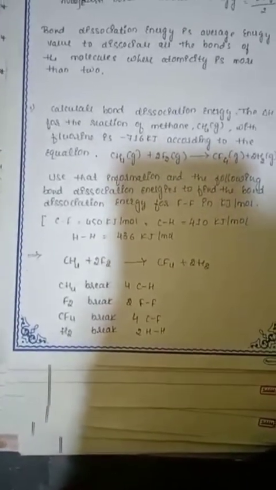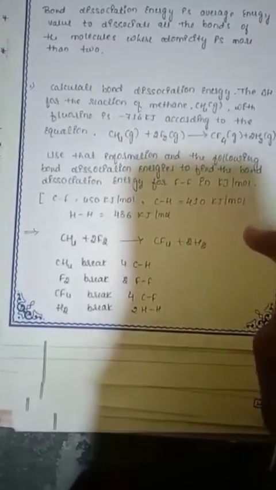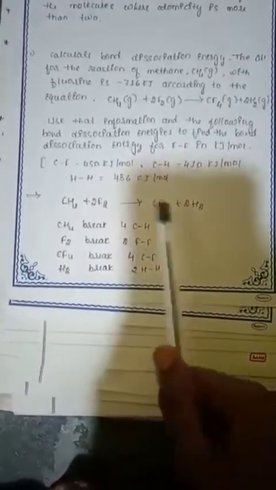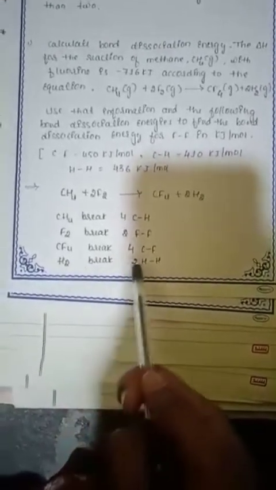Now we have to find the dissociation energy. The reaction is like this: methane plus 2 moles of fluorine gives CF4 plus 2 moles of hydrogen. Now we break CH4 bonds, which gives 4 moles of C-H bonds. And we break the F2 bond, which gives 2 moles of F-F bonds. We break CF4 bonds, which gives 4 moles of C-F bonds. And we break H2 bonds, which gives 2 moles of H-H bonds.